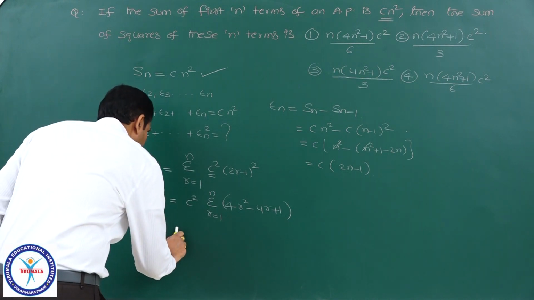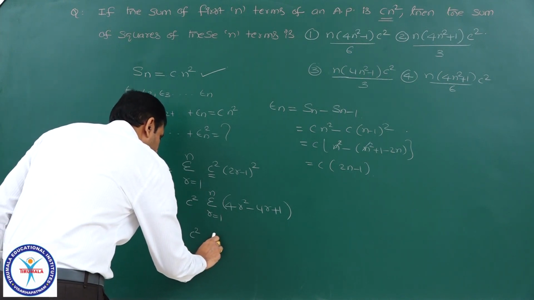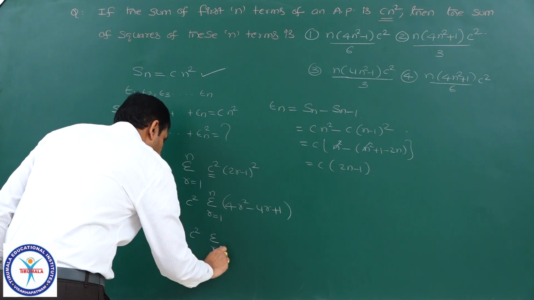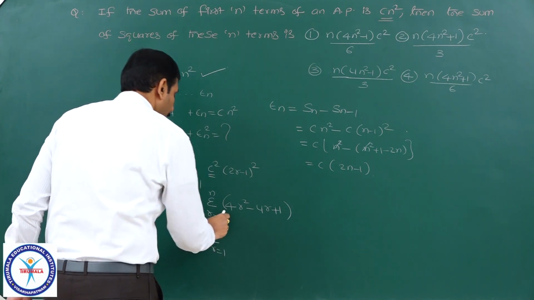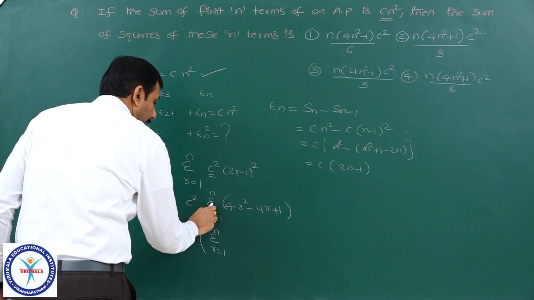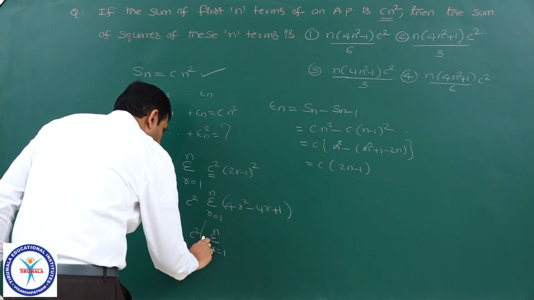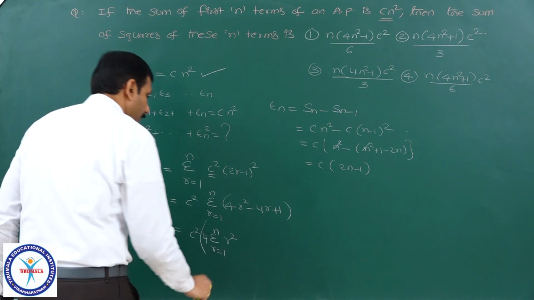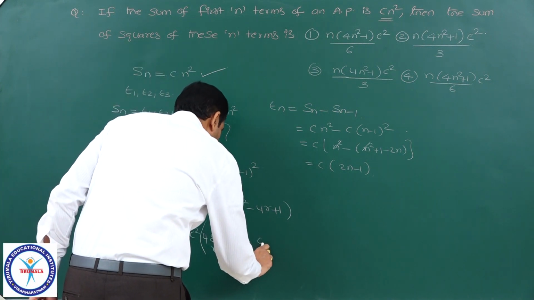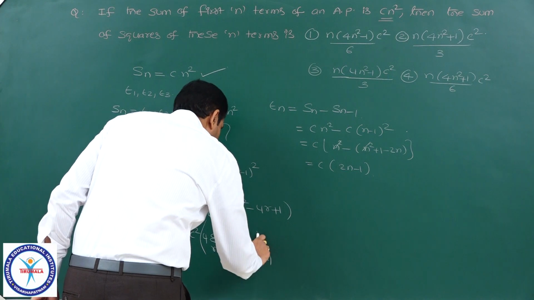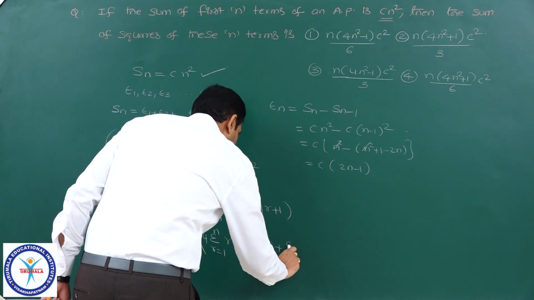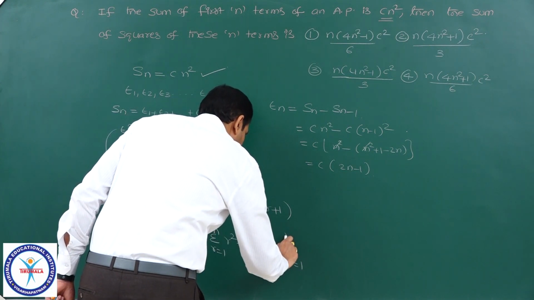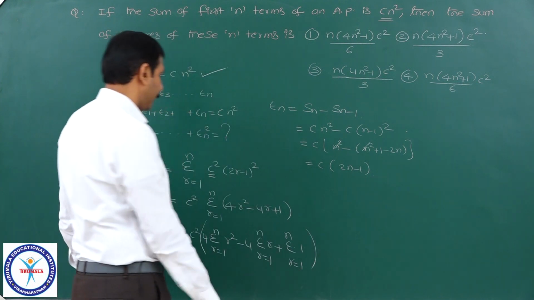Now it is equal to c square into sigma r equal to 1 to n. See here, I can take sigma inside because 4 is a constant. I can write 4 into sigma of r square minus 4 into sigma r, r equal to 1 to n, r plus sigma r equal to 1 to n, 1. I have written.